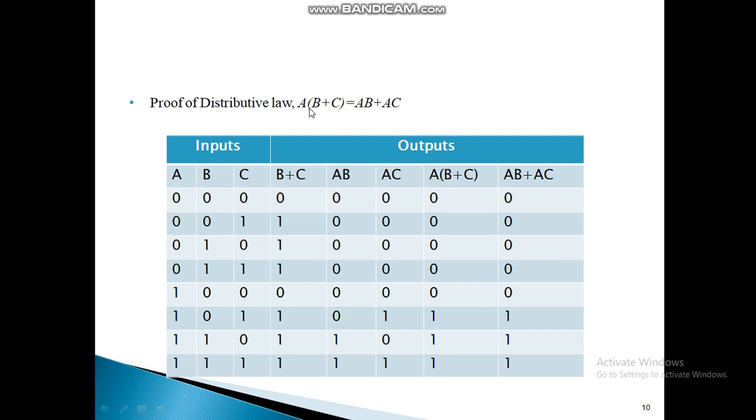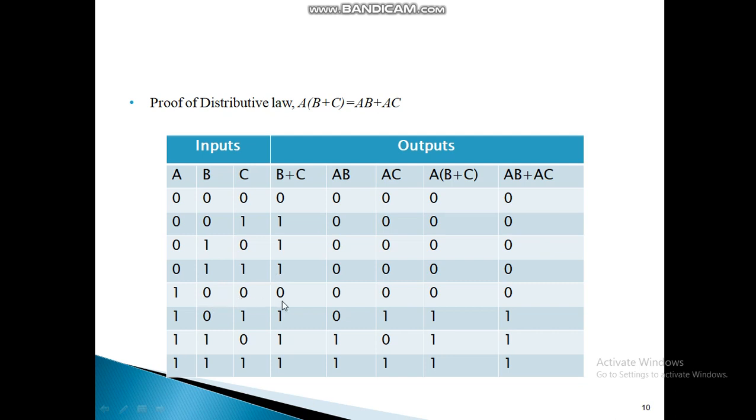Now left hand side, A into B plus C. First we add B plus C. 0 plus 0 is equal to 0. 0 plus 1 is equal to 1. 1 plus 0 is equal to 1. 1 plus 1 is equal to 1.